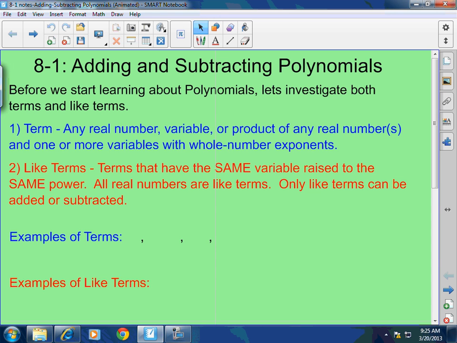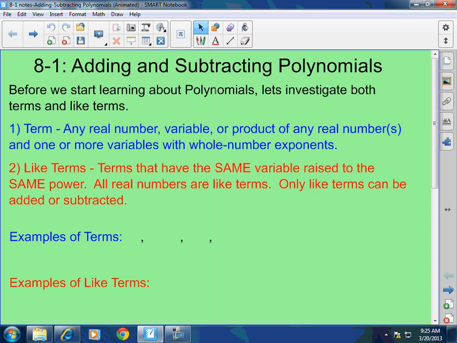Today we are going to start Chapter 8. We're going to be talking about adding and subtracting polynomials, okay? And before I even start the lecture, I do have to say, this is now getting into a new part of algebra. From polynomials, we're going to go into some heavier mathematics.